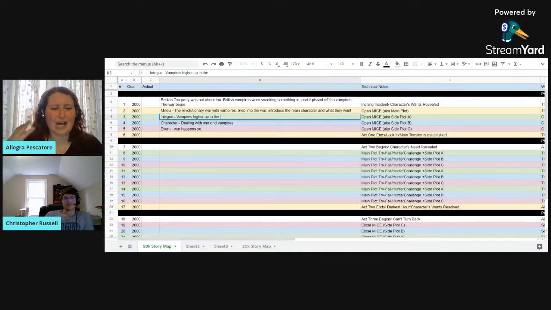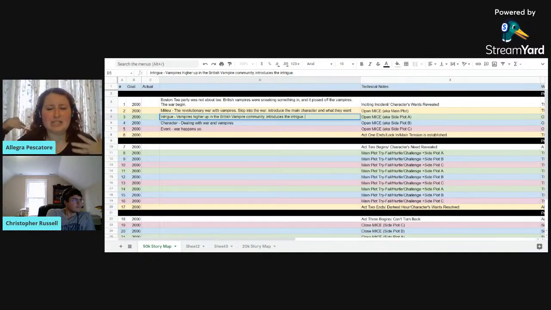So I think the intrigue comes from the British side. Correct. So higher up in the British vampire community. Now, if we want to take this all the way, you could have it be someone like Cornwallis. That way, there's extra irony. This chapter introduces the intrigue, the second MICE element, and establishes the first of the side plots. It should still contain the main plot, but it essentially is all about the intrigue.